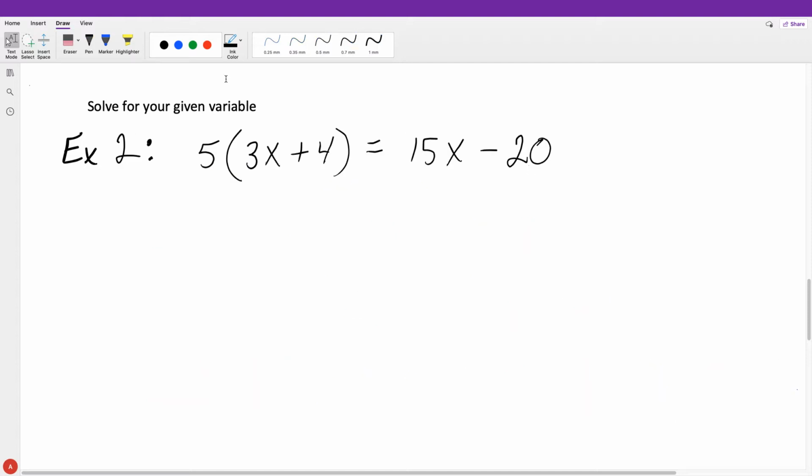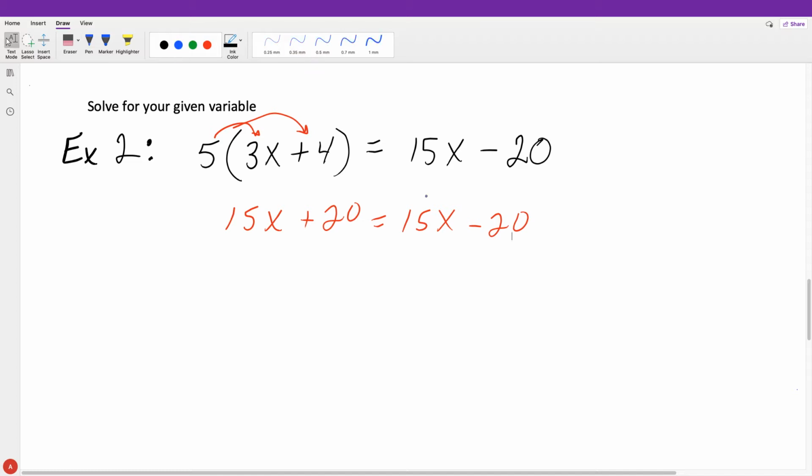Okay, so now our second example we have here is 5 times (3x plus 4) is equal to 15x minus 20. Same thing that we always do. We always want to simplify as much as we can on either side of the equation, and that means I will multiply this. So now I have 15x plus 20 is equal to 15x minus 20. Once again, once you get to here, something should jump out at you, and you should be able to start maybe coming up with what you think an answer could be for this. But let's go ahead and continue to solve.